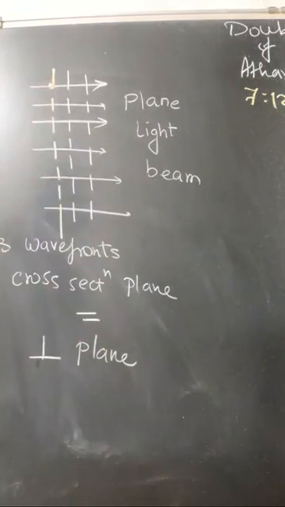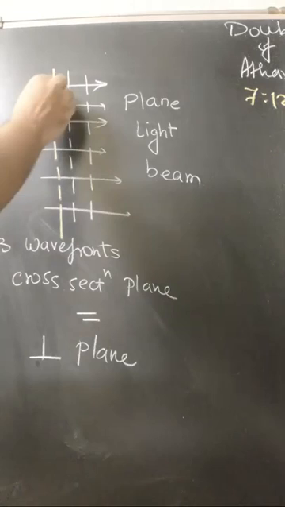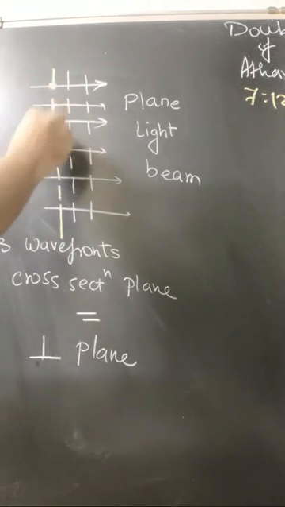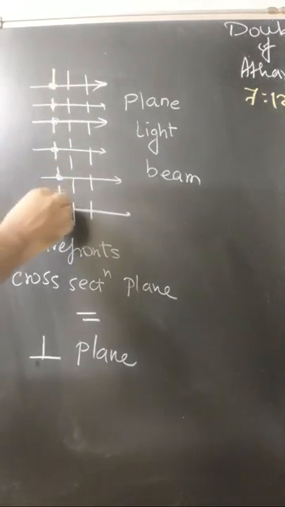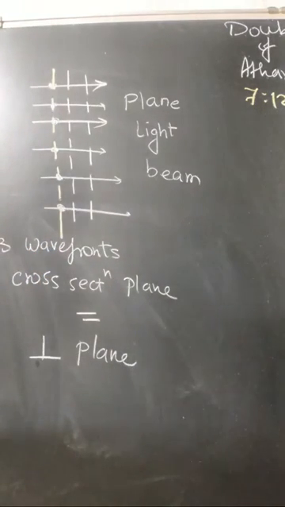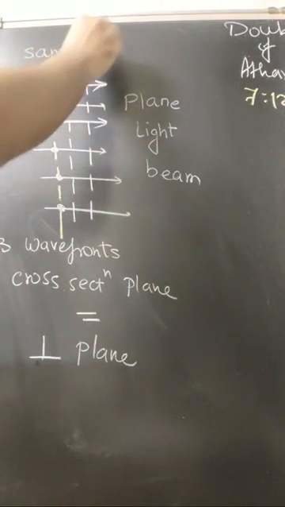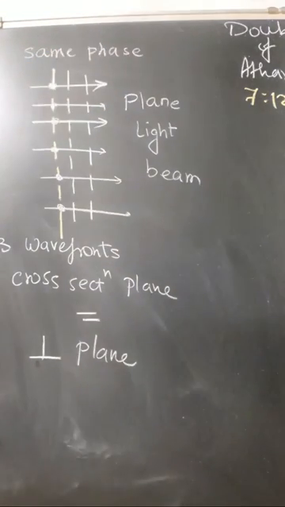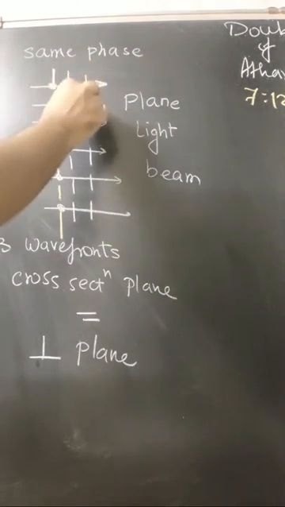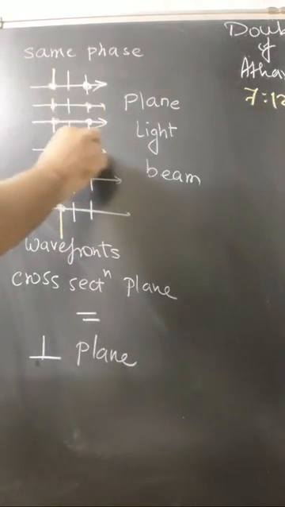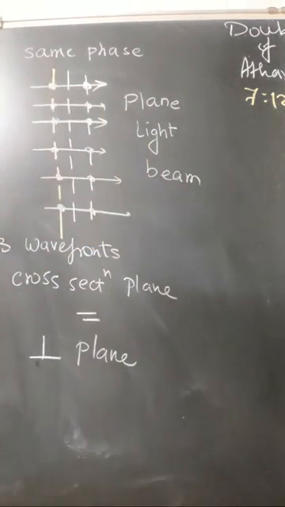So we have 3 wavefronts. Now what is the specialty of this wavefront? The specialty of this wavefront is that all the particles of the medium, all these particles that I'm highlighting, are going to be in the same phase. Once again, all these particles, 1, 2, 3, 4, 5, 6, all of them are going to be in the same phase.